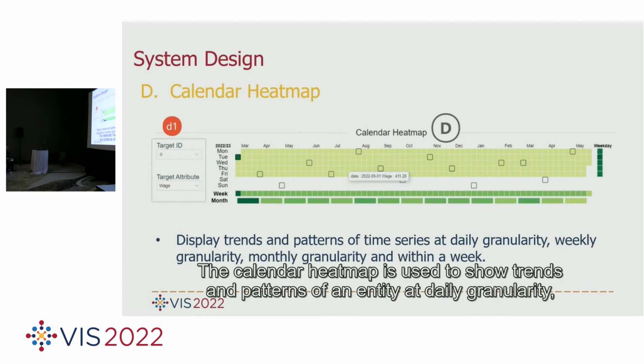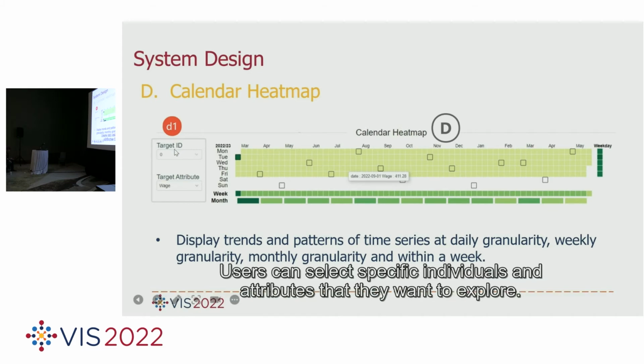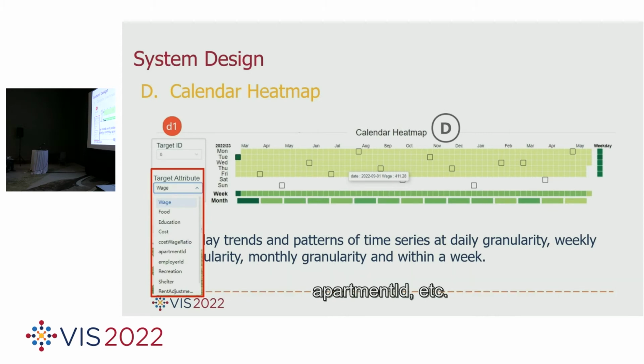The calendar heatmap is used to show trends and patterns of an entity at daily granularity, weekly granularity, monthly granularity, and within a week. Users can select specific individuals and attributes that they want to explore. For participants, the available attributes include wage, food, education, cost-wage ratio, apartmented, etc.